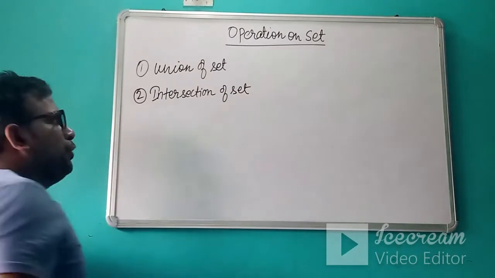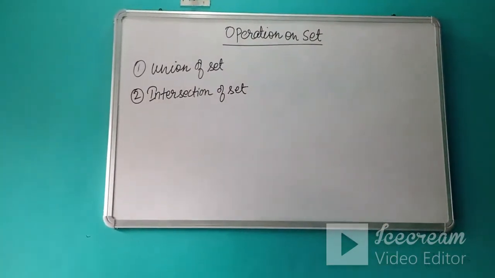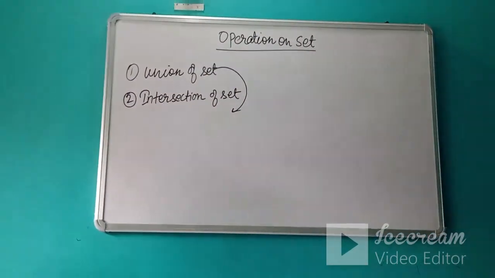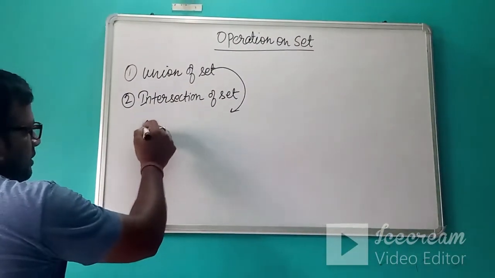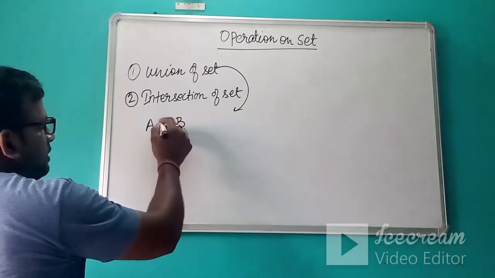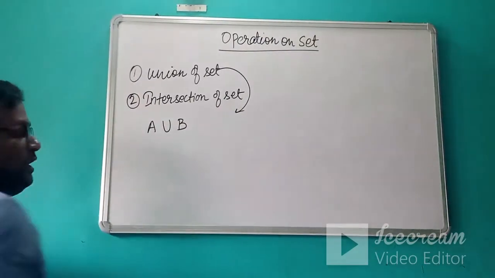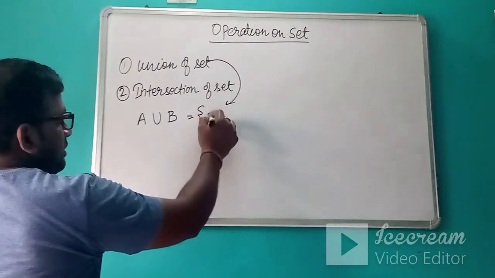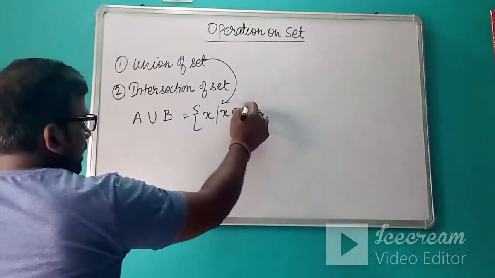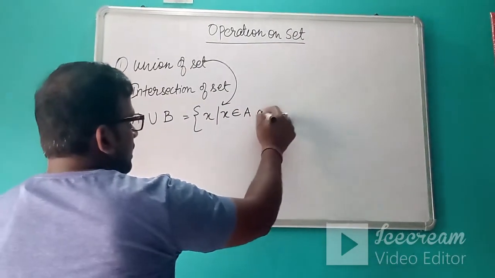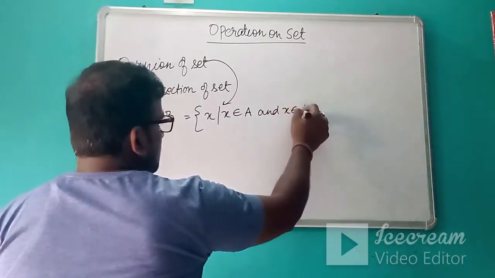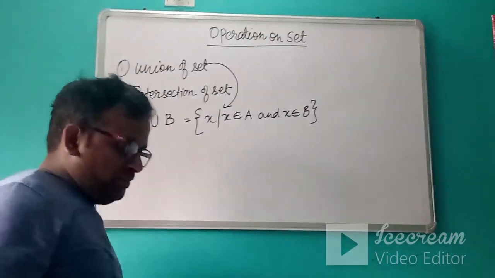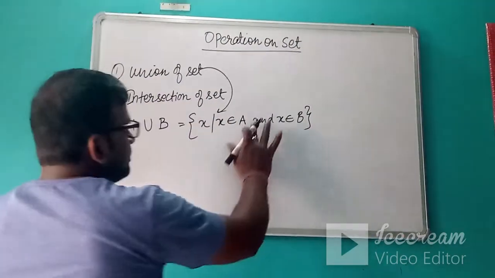What is the meaning of union of sets and what is the meaning of intersection of sets? So first of all we will discuss this one. Suppose I have a set A and I have a set B. Then union of sets is denoted by A union B, and it means X is such that X belongs to A or X belongs to B. So that means all the elements of A and B should be there.